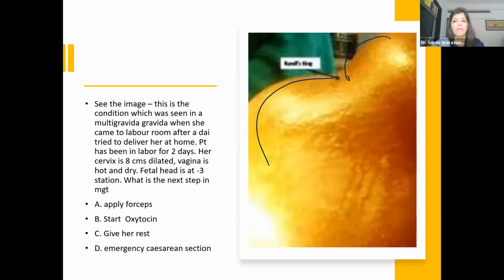So I am not going to apply forceps. I am not going to start oxytocin. I am not going to give her any rest. I am immediately going to take up the patient for cesarean section, right?